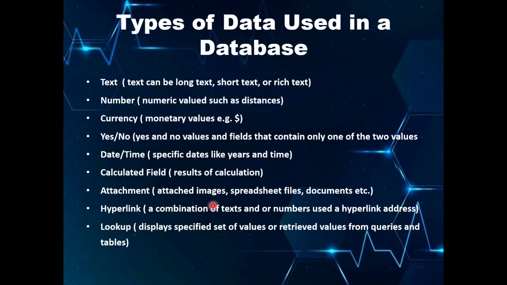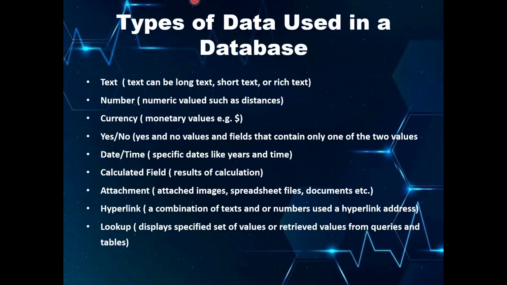Now, we are talking about data and database. As we said, there are different kinds of data. There are different kinds of database that you can have. We'll look at the different kinds of database that we can have. But what are the kinds of things that a database can take, especially when it comes to Microsoft Access? These are the types of data that Microsoft Access takes.